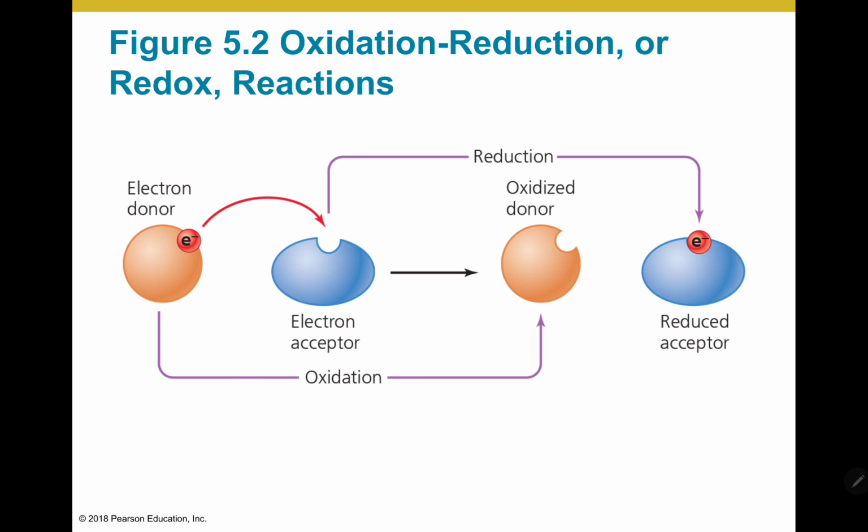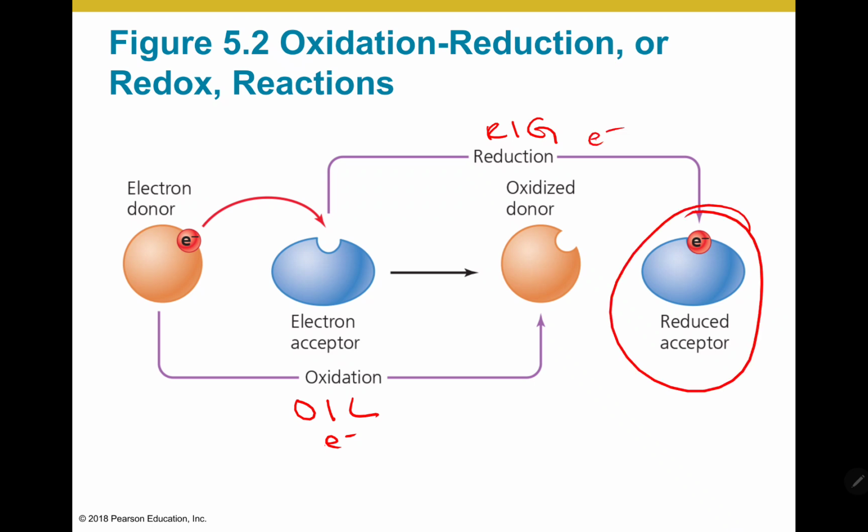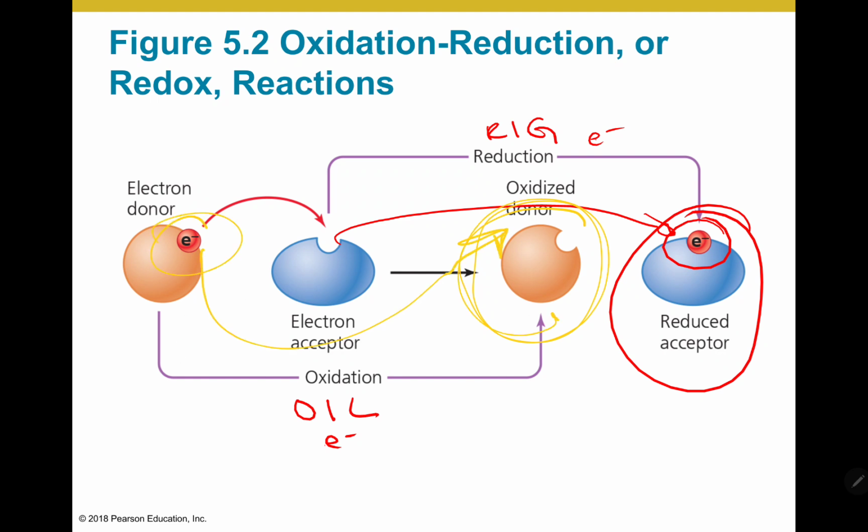Here's an example of an oxidoreductase type of enzymatic reaction, right? So oxidation is loss of an electron. Reduction is gain of an electron. This molecule right here was reduced because it gained an electron, right? This molecule right here, it lost an electron. Oxidation is loss. Okay, so we understand that concept.